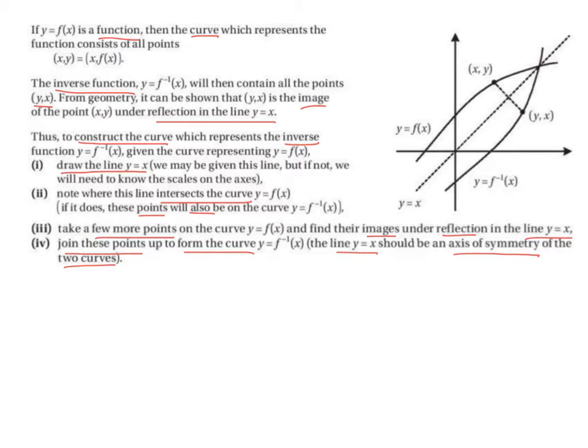So we can see that the line y equals x is an axis of symmetry of the two curves. We have the exact same image, a mirror image, on the left of the line y equals x as we have on the right of y equals x.